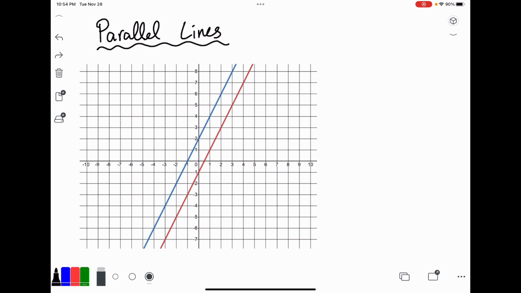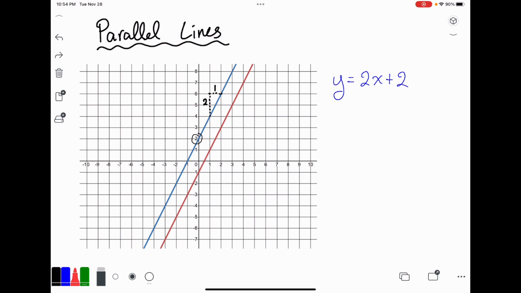Notice if we look at both of these lines, the first one has a rise of 2 and a run of 1. So we rise 2 and we run 1. And notice that the y-intercept is 2. So you can already write the equation of this line, which would be y equals the slope, which is 2, times x, plus the y-intercept 2.